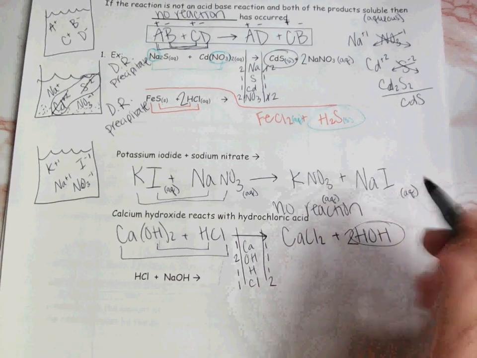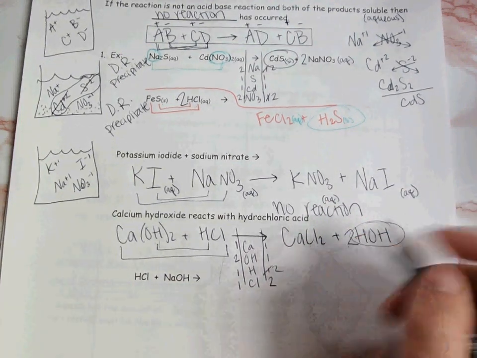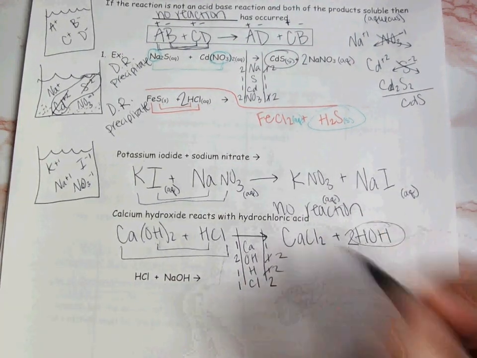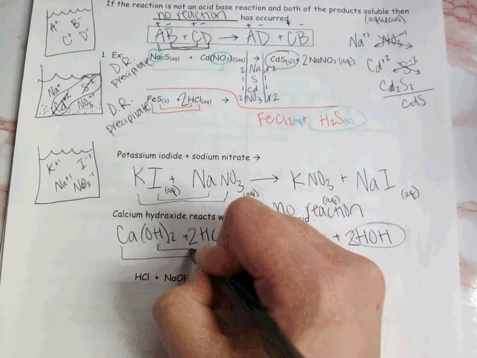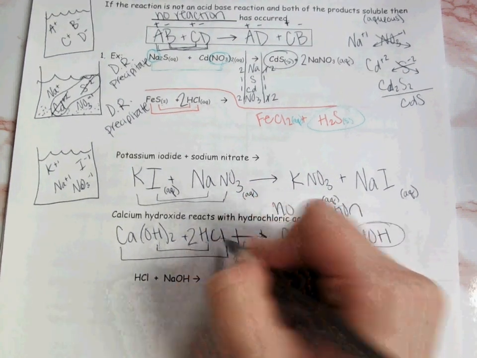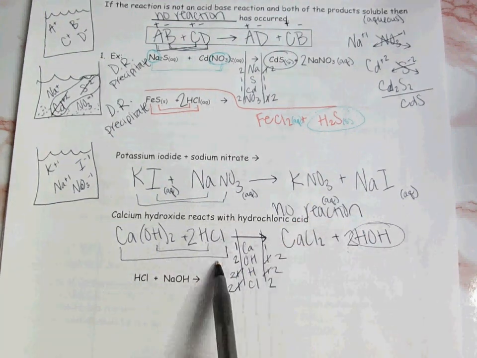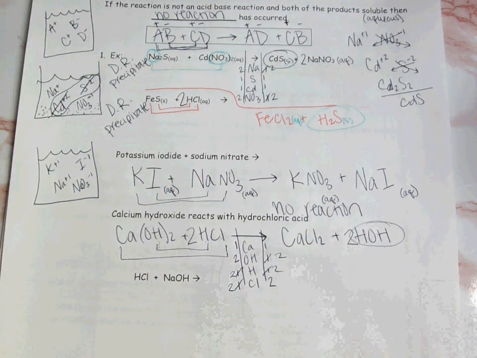Two in front of HOH, 2 times 1 gives me 2, 2 times 1 gives me 2, 2 times 1 gives me 2, and 2 times 1 gives me 2. So the 1s are balanced, 2, 2, 2, 2. Good.